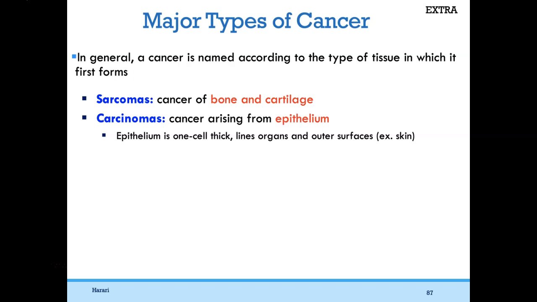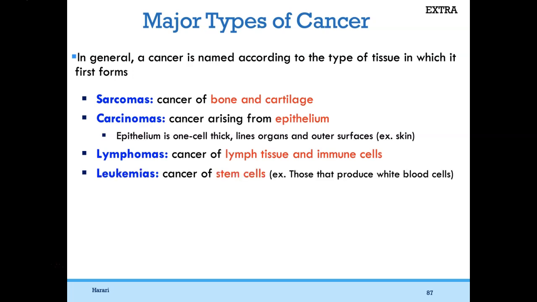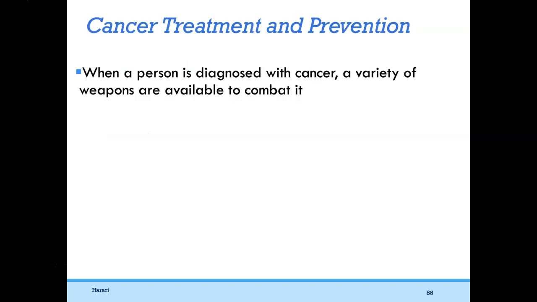Carcinomas are cancers that arise from the epithelium, which is tissue that's one cell thick, like skin or the lining of organs, which are all epithelial lining. And if some of those epithelial cells grow out of control, that's called a carcinoma. A lymphoma is cancer of lymph tissue or immune cells. Leukemia is a cancer of stem cells, those that produce white blood cells.